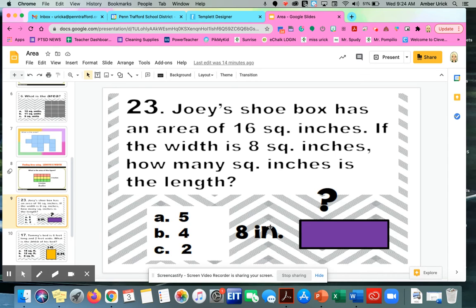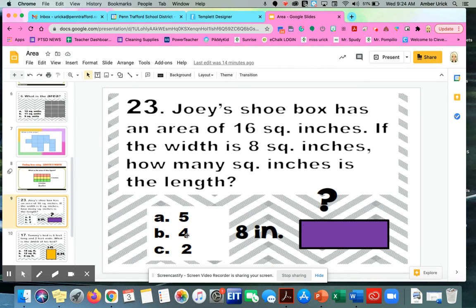So I'm tossing in an unknown number for you. I have to multiply 8 times something, because now we don't have our unit squares here, do we? We can't just sit and count them. So I have to try every number in my multiple choice to try to get 16. So 8 times 5. What is 8 times 5? That's 40, isn't it? 5, 10, 15, 20, 25, 30, 35, 40. That doesn't give me 16. So A is out the window.